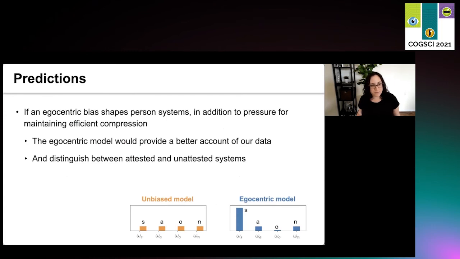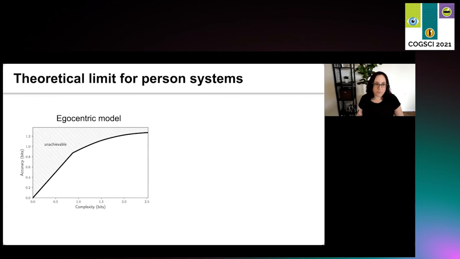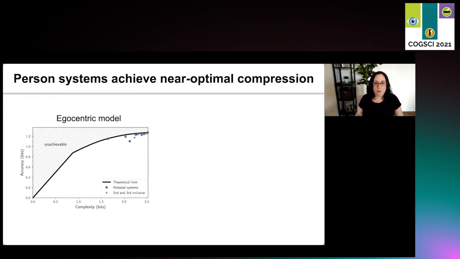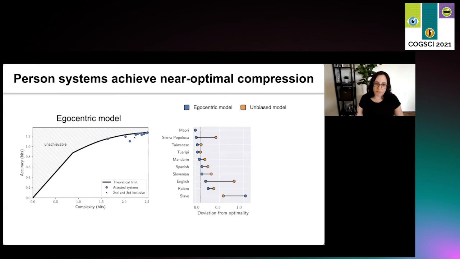So if the egocentric bias shapes person systems, in addition to pressure for efficiency as predicted by the theory, then the egocentric model should provide a better account of our data and should distinguish between attested and unattested systems. So here is the theoretical bound for person systems that was derived from the egocentric model. And as you can see, almost all attested systems are near optimally efficient according to this model, which means that they achieve near optimal compression. To see this quantitatively and to compare the 2 models, we measured the deviation from optimality of each system such that lower values correspond to higher efficiency.